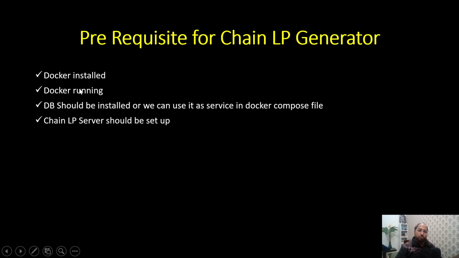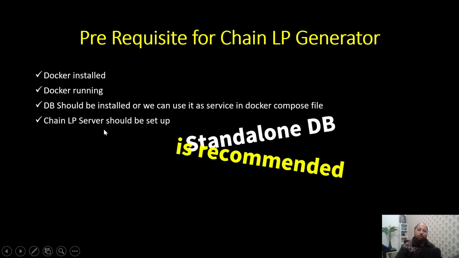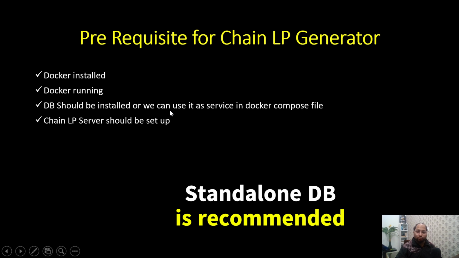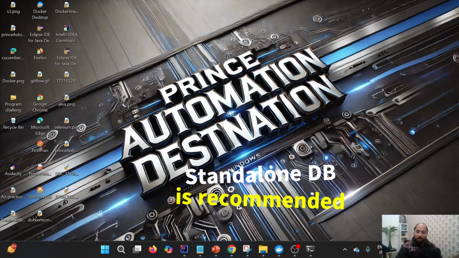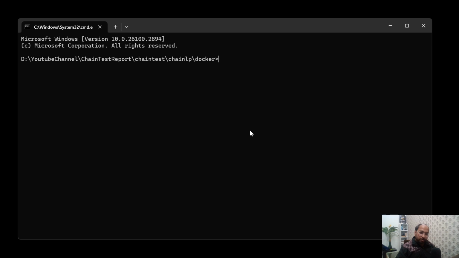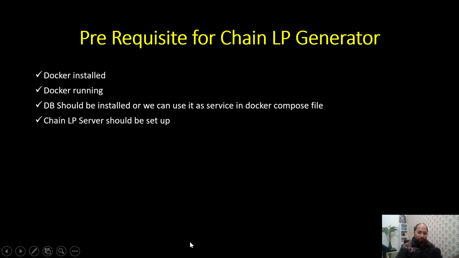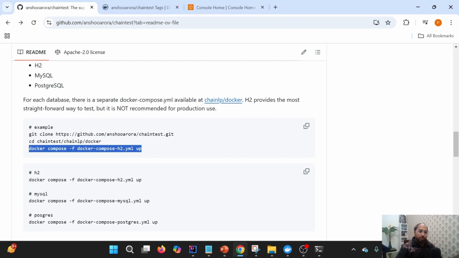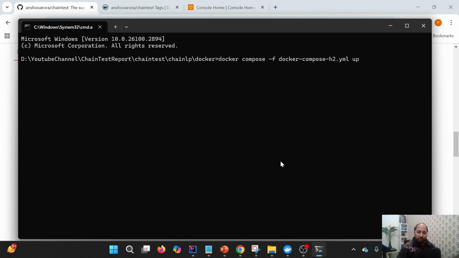So Docker should be installed, Docker should be running, and DB should be installed on the machine where we are going to set up this particular ChainLP server, and then we'll have to bring up this server with the help of a Docker compose file, right? I have already copied this command from the documentation: docker compose hyphen f docker compose h2.yaml file. This is the file name, and we can use up, right? As soon as I hit this, I should be able to create the server.